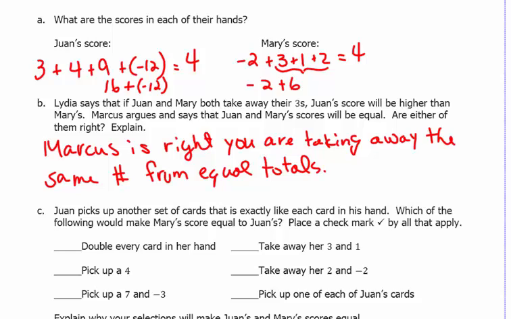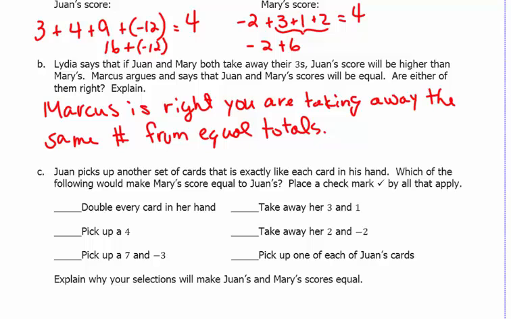Juan picks up another set of cards that is exactly like each card in his hand. Which of the following would make Mary's score equal to Juan's? So right now, Juan picks up the exact same cards. His score goes up by 4. So we're looking for something that would give Mary another 4. Double every card in her hand. If I double every card in her hand, that's going to double her total, which would give me another 4. So that's a good one.